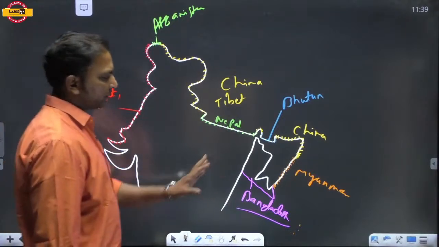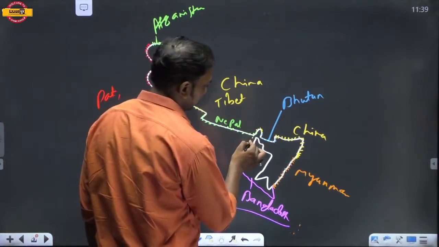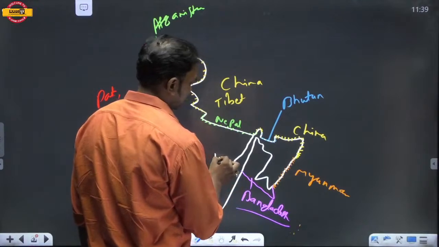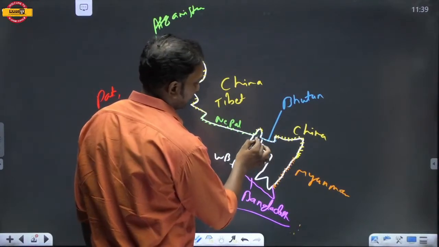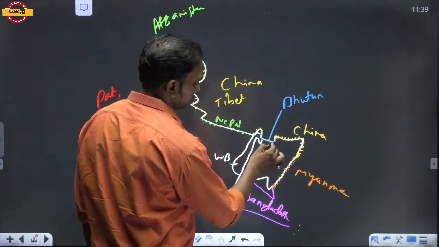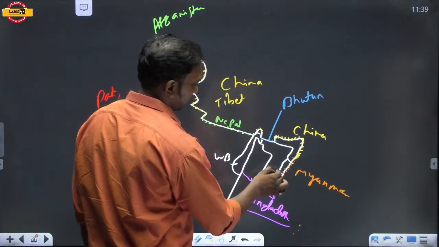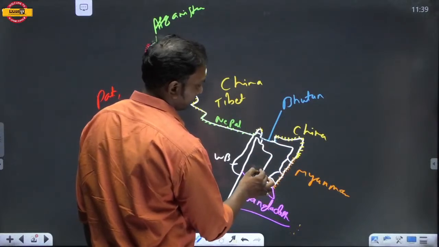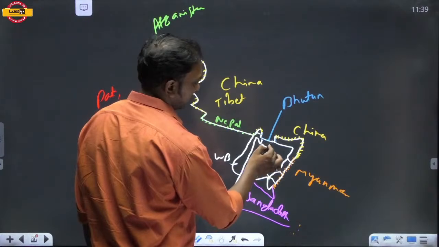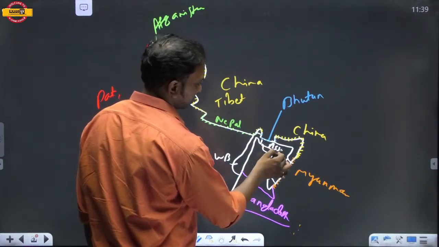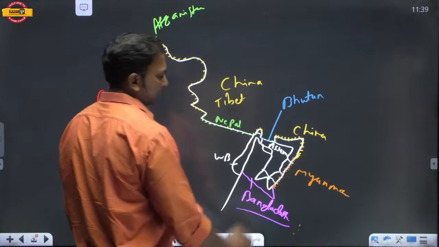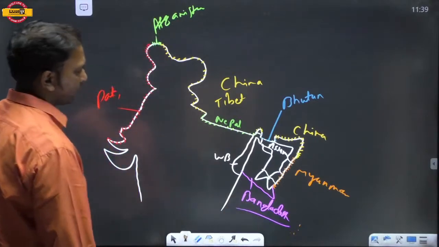This is the Bangladesh region, and here it is West Bengal, Sikkim, Arunachal Pradesh, Nagaland, Manipur, Mizoram, Meghalaya, and here it is Assam. This side, West Bengal. Okay.